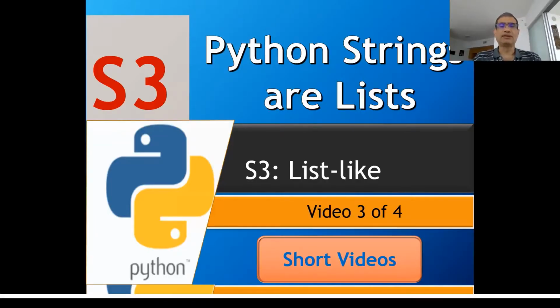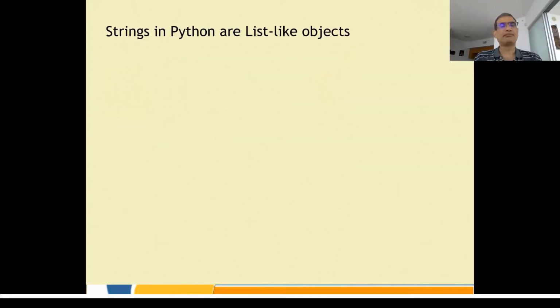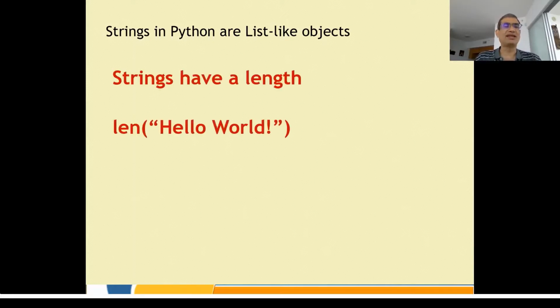The third topic under strings is actually the fact that Python strings are called list-like. They're very similar to lists. But what does that mean? That means that some of the operations that you do on lists, you can actually do on strings also. For example, we can ask for the length of a string, right? Strings have a length. So you can say len of hello world exclamation. And that will be 12 because the two English words hello and world have 5 letters each. Space plus exclamation is 12.